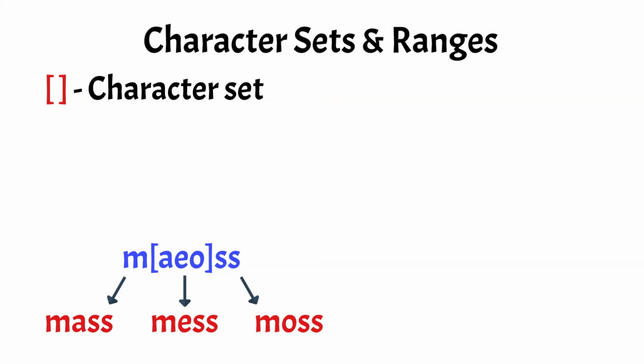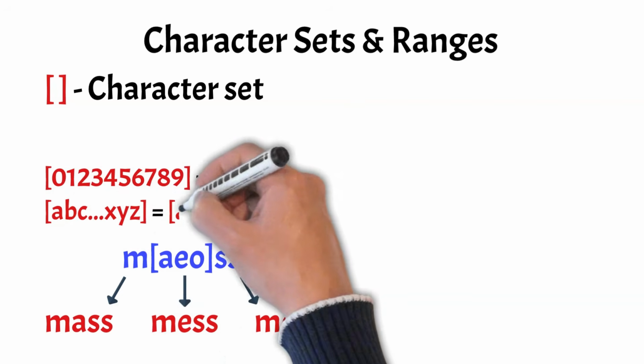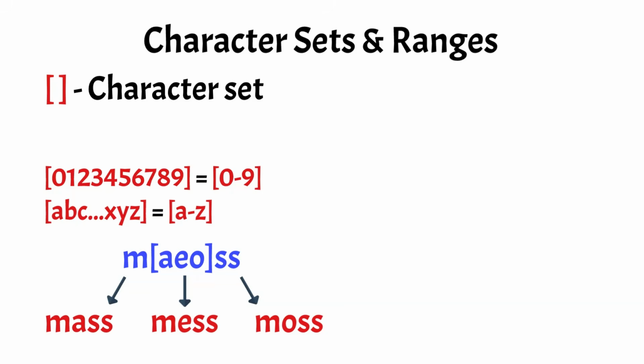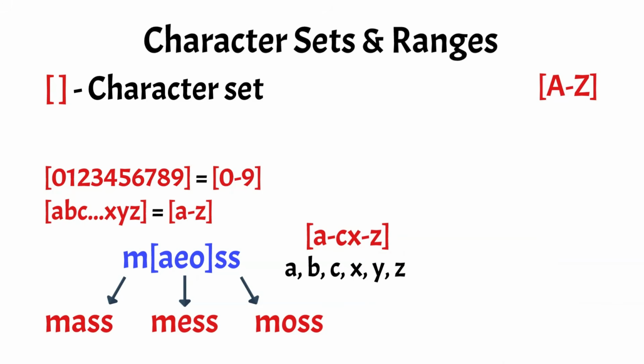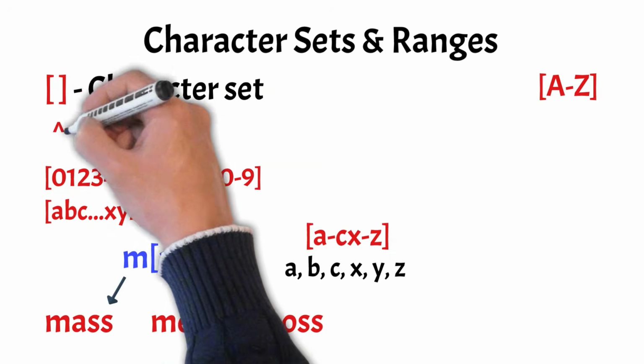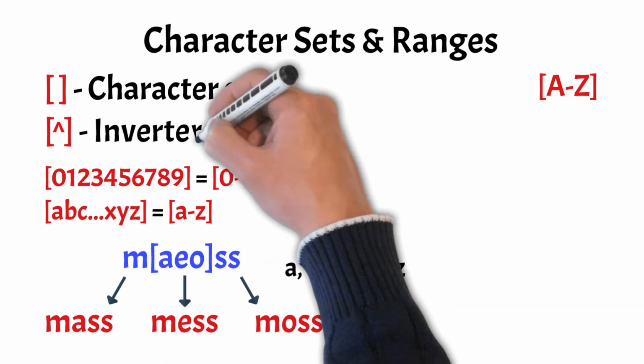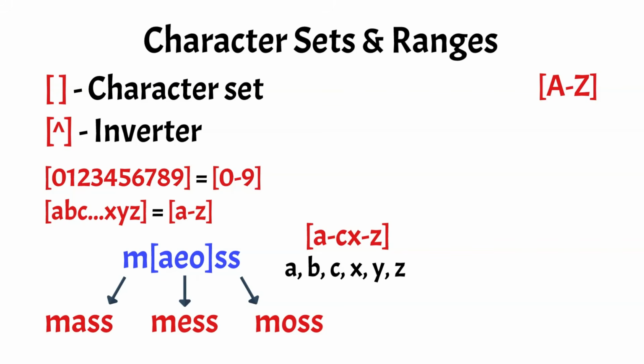To avoid writing out every single option, we use a hyphen to create ranges. This condenses all 10 digits into a clean 0 to 9 expression and the alphabet into A to Z. Because regex is strictly case-sensitive, you use uppercase A and Z to match capital letters exclusively. You can even combine unique ranges into a single set, like A to C and X to Z, which restricts the match to just the letters A, B, C, X, Y, and Z. To flip this logic completely, placing a caret symbol inside the bracket creates an inverter, which means match anything except these characters.